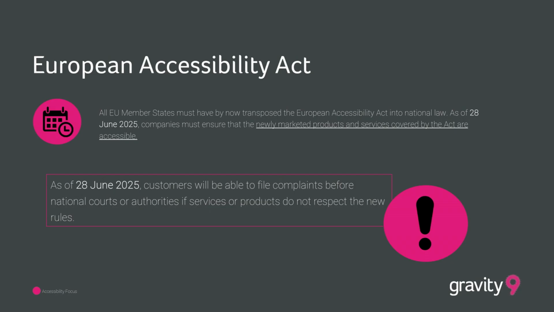On 28th of June, 2025, companies must ensure that their products and services apply to accessibility standards. So that means also that after that date, customers will be able to file complaints if they find a product or service that is not accessible. So it's really going official. Yes?